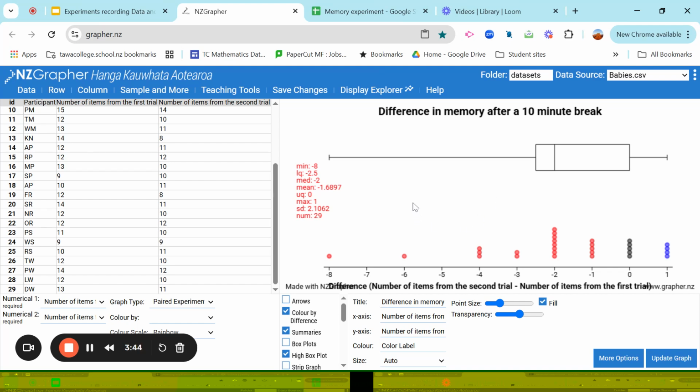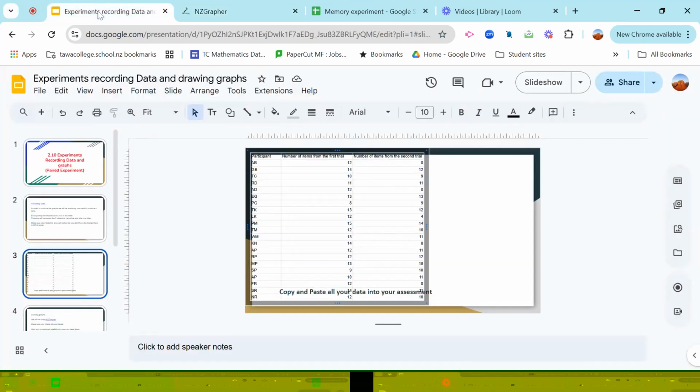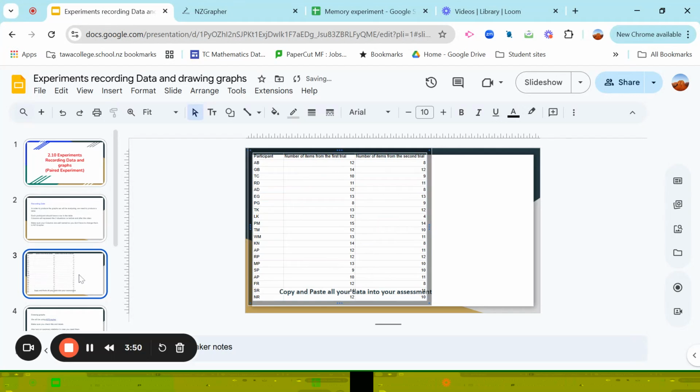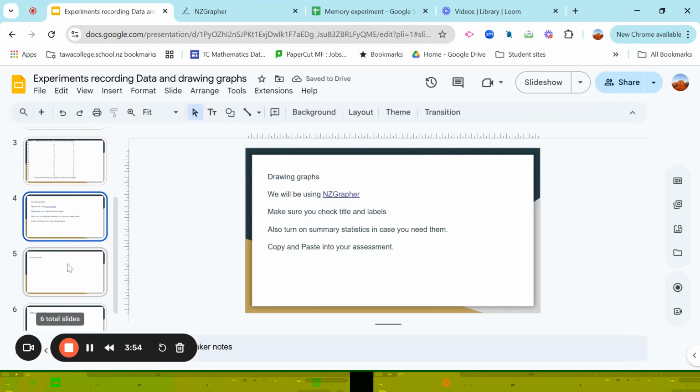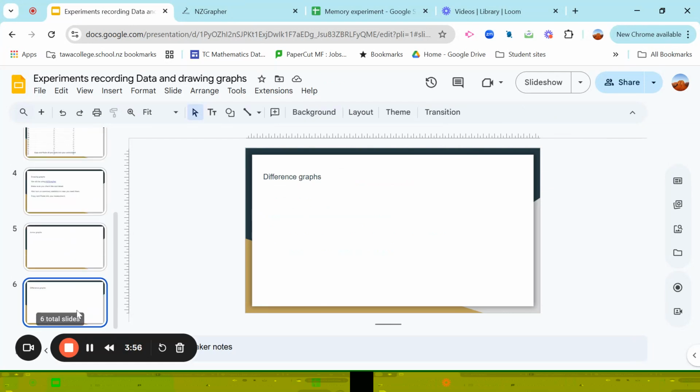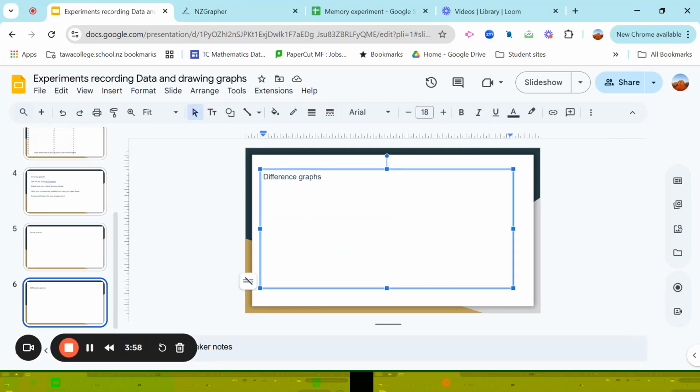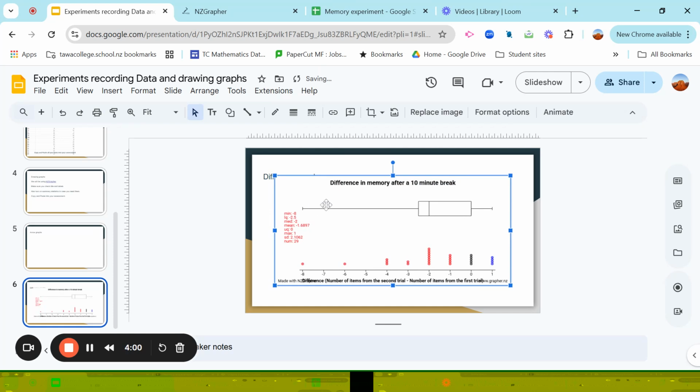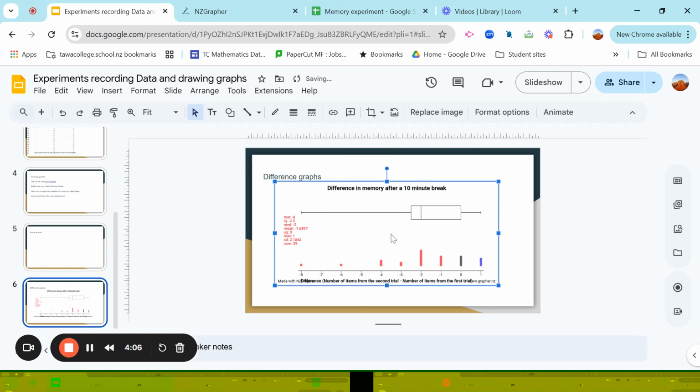Then if I control copy the image, I can paste it into my assessment, and it will go in this differences graph part. So if I paste it into here, make sure I can see it all, then I've got it to be able to talk about. All right, make sure you keep it as big as you can so that you can see it and talk about it.